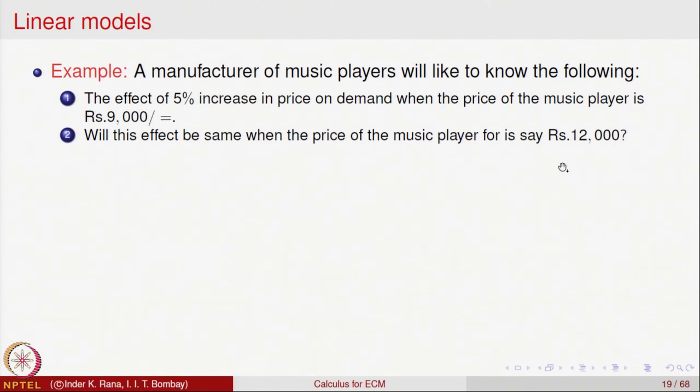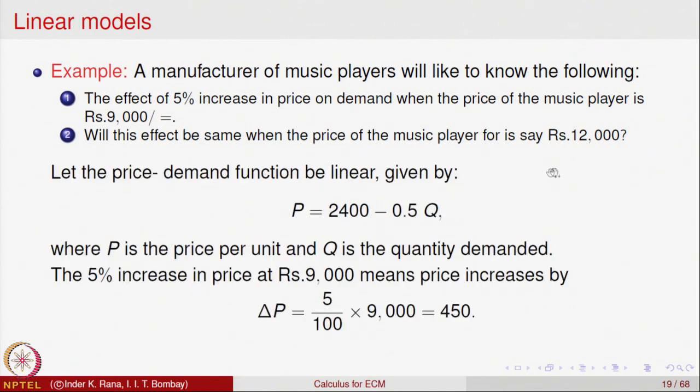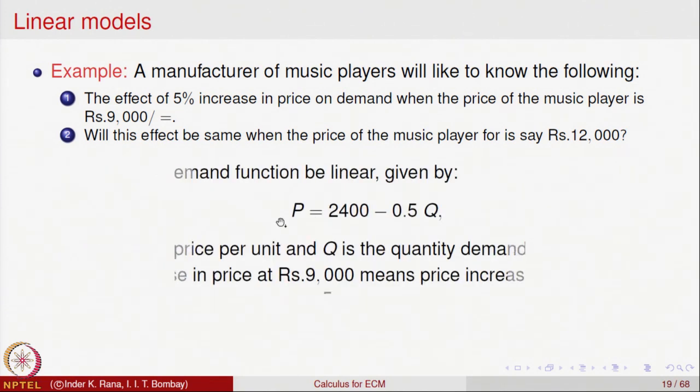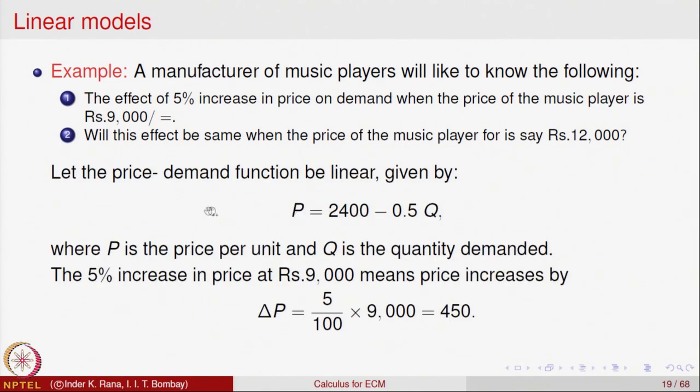So, to answer these questions, we have to first know how the demand and supply are related to each other. So, let us say we know that the price and demand function is related by this equation. So, that is a linear equation. P is the price and Q is the quantity demanded. So, this is related by this. Okay. So, this is an equation.